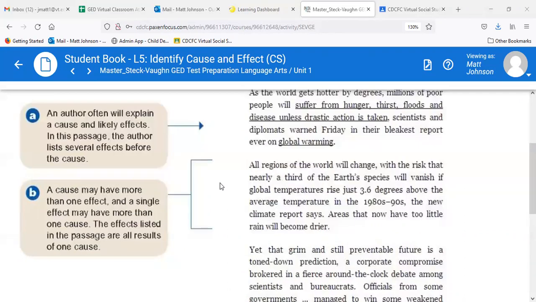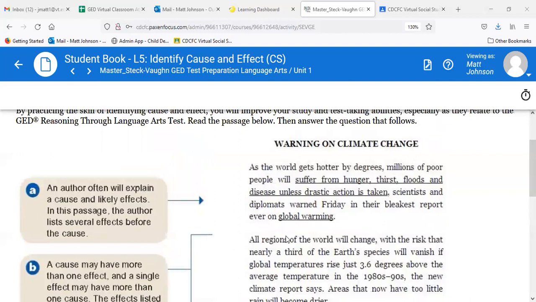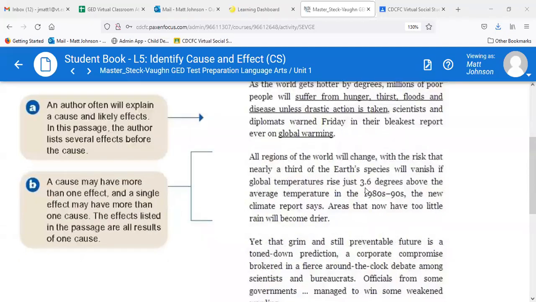And then our second little text here. So a cause may have more than one effect, and a single effect may have more than one cause. And the effects listed in the passage are all a result of one cause. So here we have that one cause being global warming. And as the earth warms, we know it can cause widespread suffering from hunger, thirst, more flooding, diseases. We're going to see issues with global shortages in food because of a lack of water in growing areas and things like that.